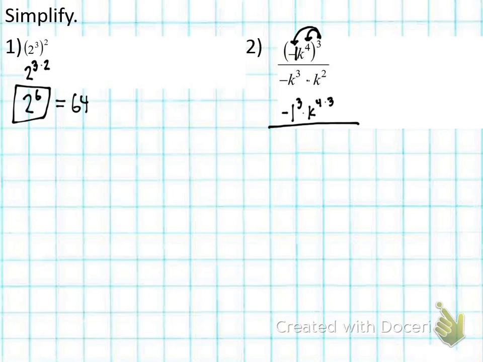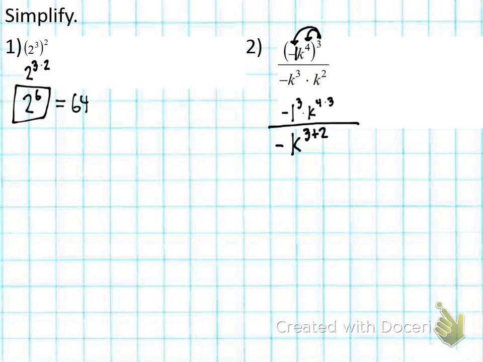Denominator now, we have negative k. We have a negative sign times a positive, so it's going to be a negative k times 3 plus 2, because we have the same base here. We're going to add the exponents together. We have 3 plus 2.